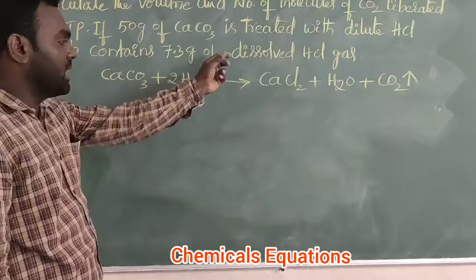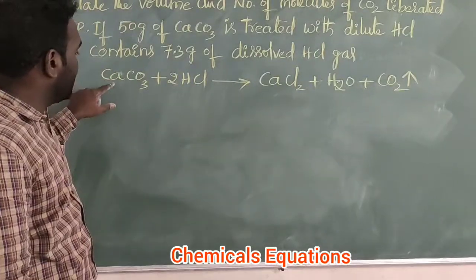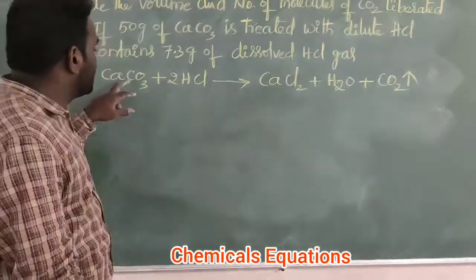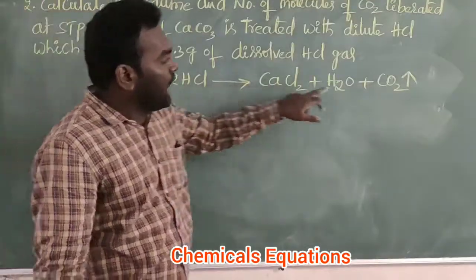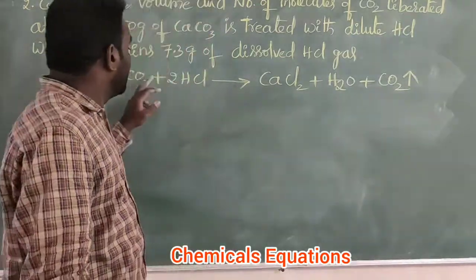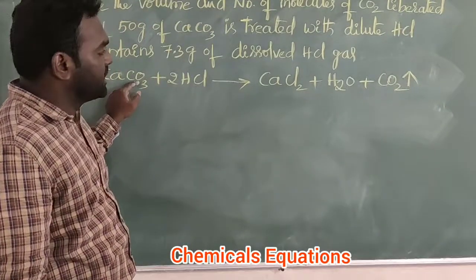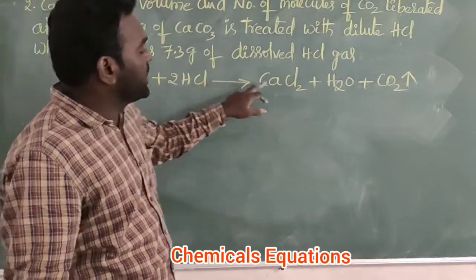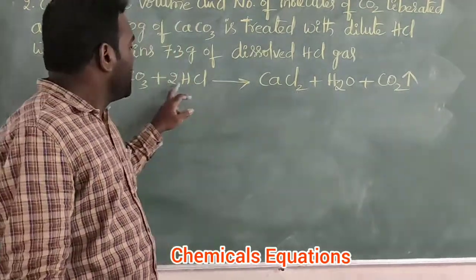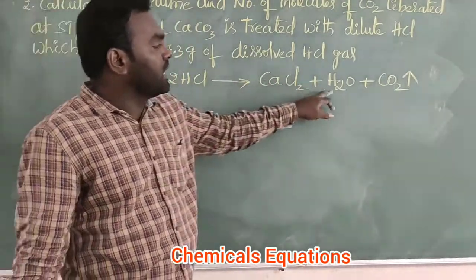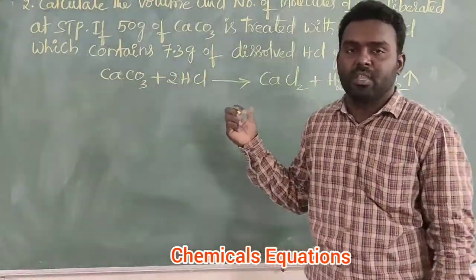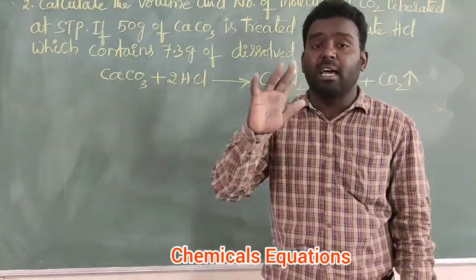So this is balanced or unbalanced, you will see. On the left hand side how many calcium atoms are there, 1. On the right hand side also only 1 calcium atom. On the left hand side how many carbon atoms, 1, and here also only 1 carbon atom. How many oxygen atoms, here 3, and here 1 plus 2, in total 3 oxygen atoms. How many chlorine atoms, 2 into 1, so CaCl2 means 2 chlorine atoms. Hydrogen atoms, here 2 and here also 2. So by writing these equations, this is called a balanced equation. You must take the balanced equation only.